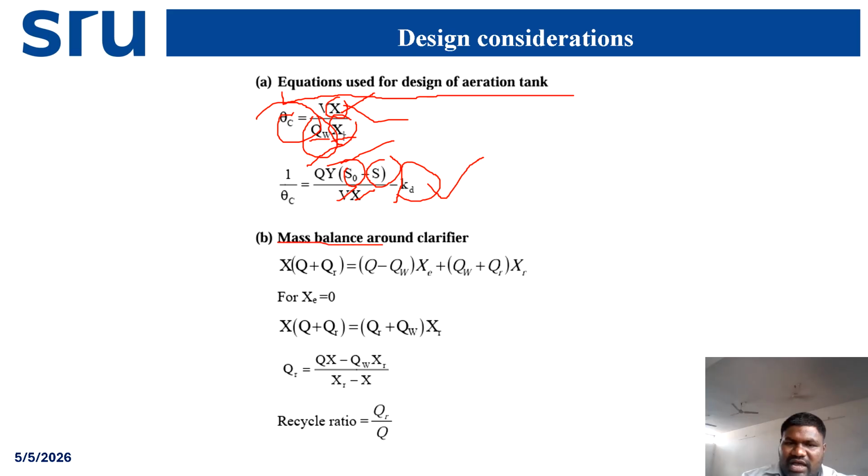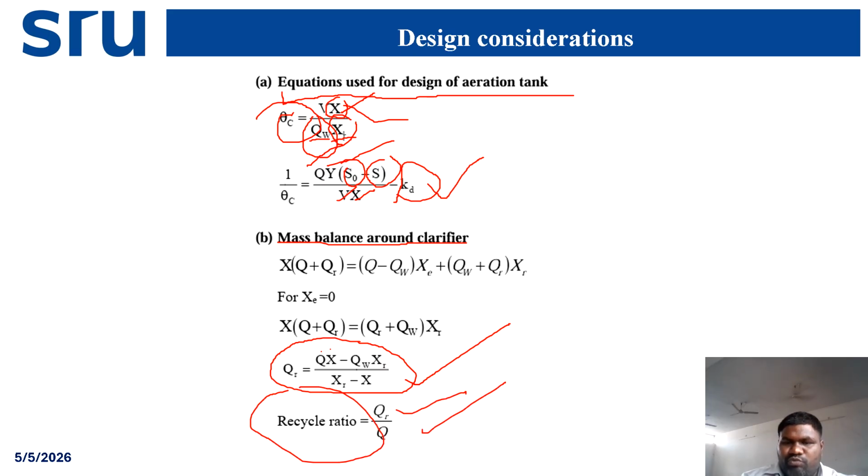Then next is the mass balance around the clarifier. The final equation is how to calculate QR: QR equals Q into X minus QW into XR, divided by XR minus X. This is the way we calculate the recycle flow rate. Then the recycle ratio will be QR divided by Q. Now we will solve one numerical problem: how to calculate the recycle ratio, the wasted volume, and the volume of the aeration tank.